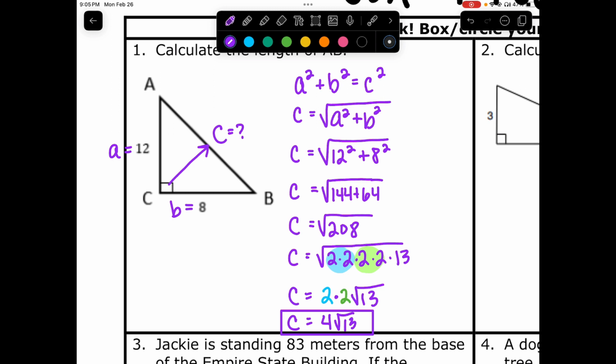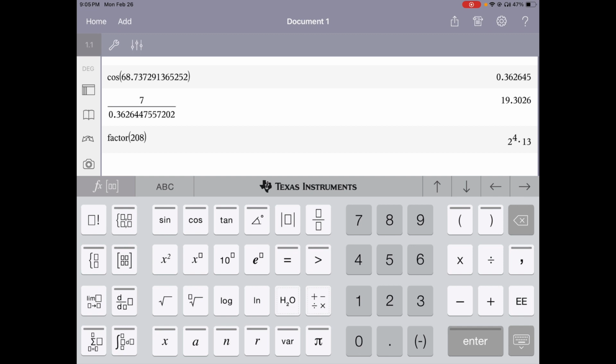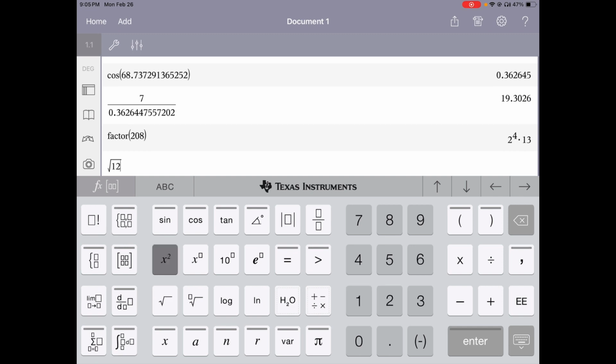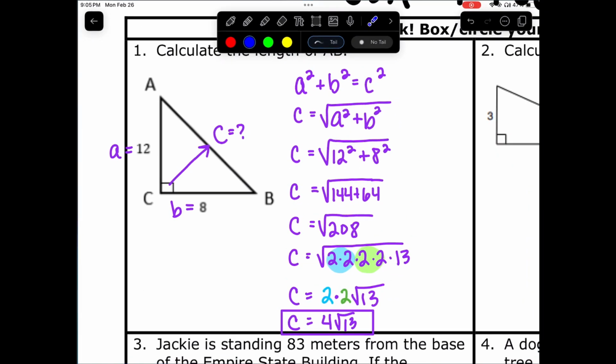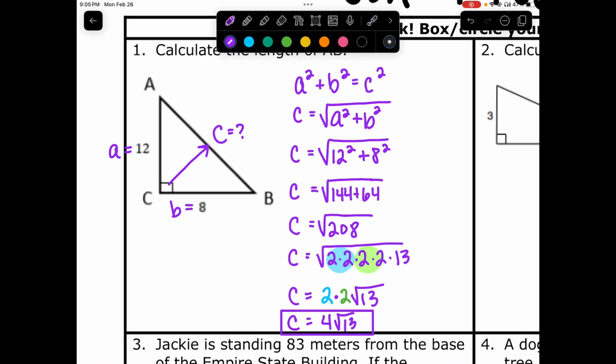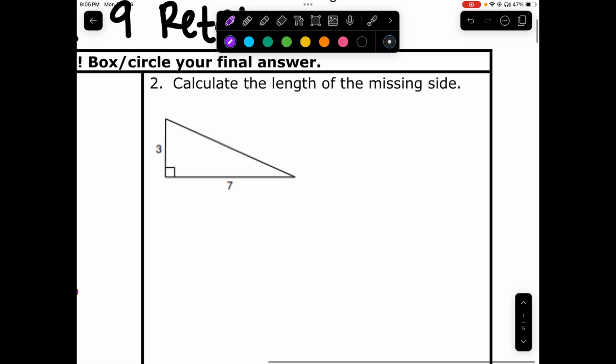If you are on level, what you can do is type this into your calculator and it will just give you a decimal answer. So that'll be the square root of 12 squared plus 8 squared. That'll be 14.4. Right, so there's your answer as a decimal, and there's your answer as a radical. Go ahead and try number 2.